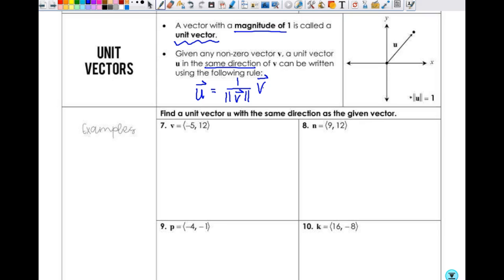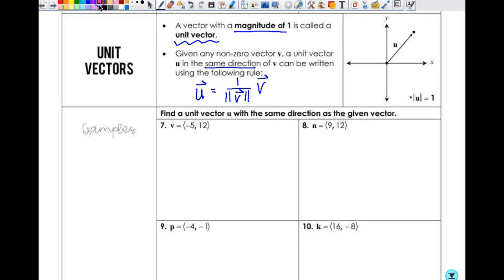No, this is not v and v. This is the magnitude of v, which would be a number, like the magnitude is 5. And then the vector itself is this. Okay, does that make sense? So we have to find the magnitude. We did that day before yesterday, and yesterday. How do we find the magnitude?